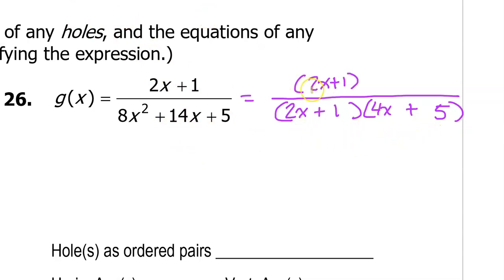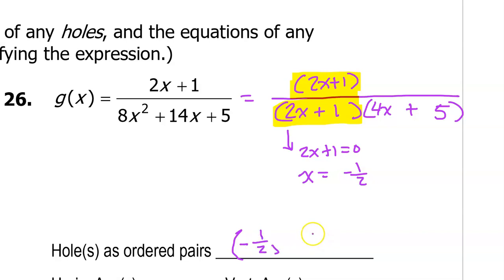Now, as I mentioned on the previous problem, when you have the same factor in the numerator and the denominator, a factor that will cancel out, that's where holes come from. So we're definitely going to have a hole if we were to set this equal to 0. So if I take my 2x plus 1 equal to 0, then that's going to give me x equal to negative 1/2. So that is the x value of the hole. So I have negative 1/2 comma something.